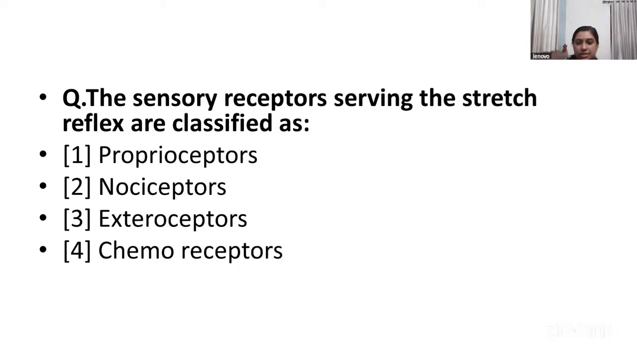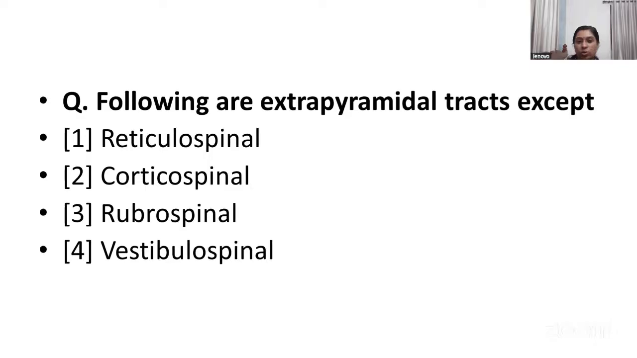Next question. The sensory receptors serving the stretch reflex are classified as. This we have already studied. The options are proprioceptors, nociceptors, exteroceptors, chemoreceptors. What's the answer? Proprioceptors. Okay. Next is following are extrapyramidal tracts, except only one tract is pyramidal tract, that is the corticospinal. Okay. So it's a simple question. Rest others are extrapyramidal tracts only.